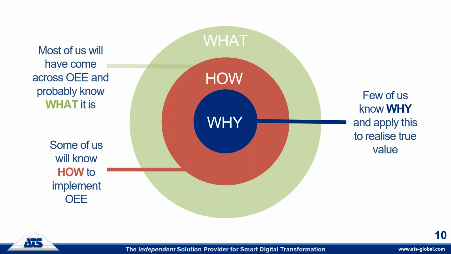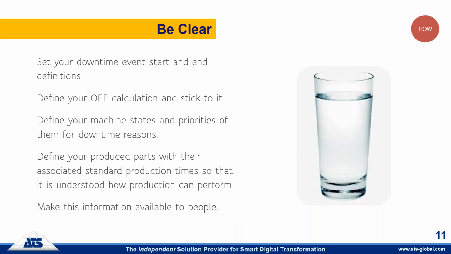So we've looked at what OEE is, and now we're going to look at how we should implement an OEE system. Be clear. Clarity is vitally important if you want your OEE metrics to be meaningful and usable. You need to have your data and you need to be clear about what that data represents.